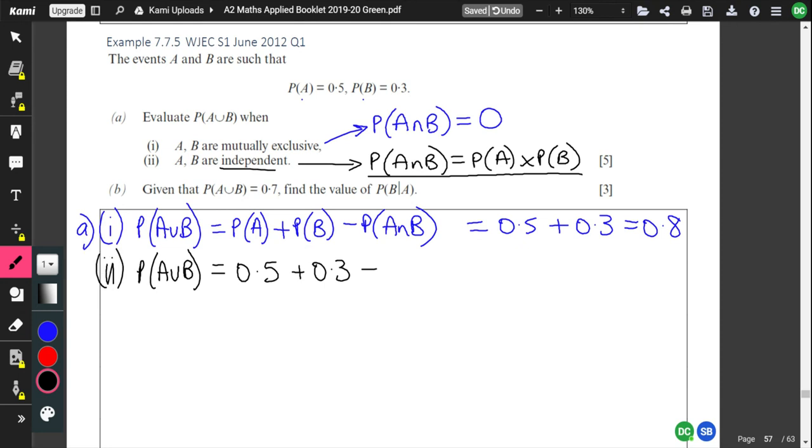In part 2, they're independent. So that means the probability of A intersect B is the product of A and B. So this gives us 0.65.